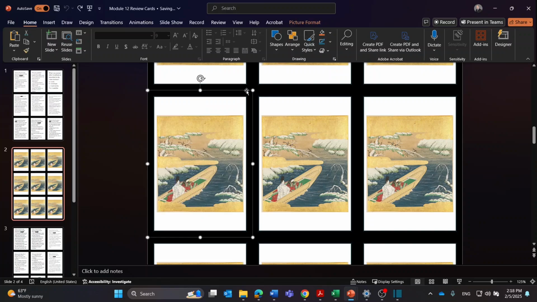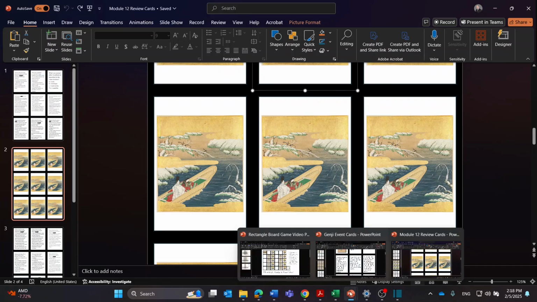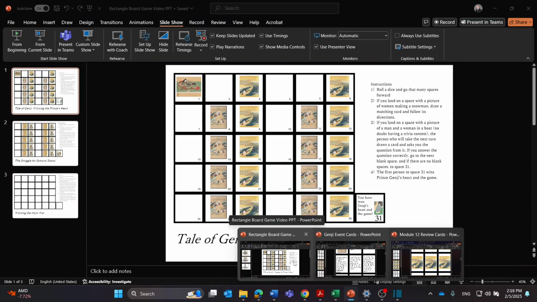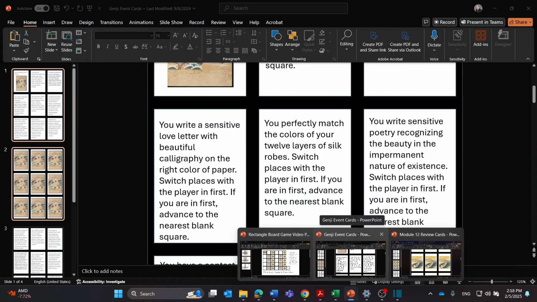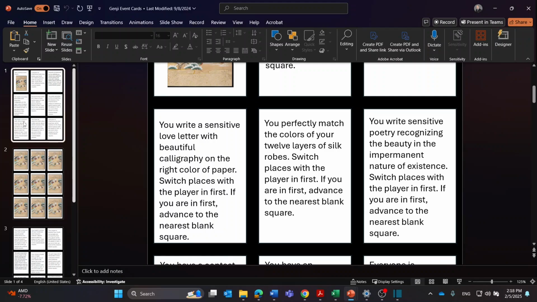And the black part here, these borders, these can be moved around, but they're there to make it easy to cut these out and have them be the right size. So now I want to show you, remember, there's the other one of the women making the snowmen. Let's have a look at those cards.